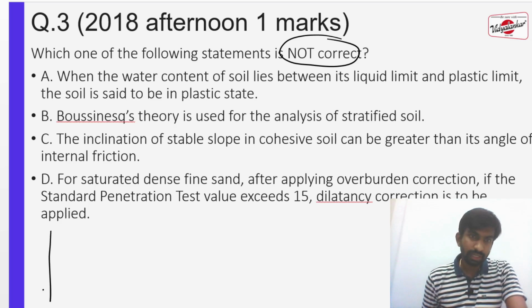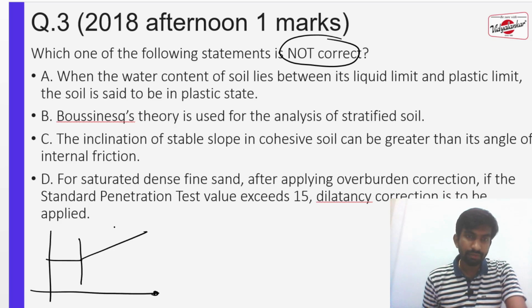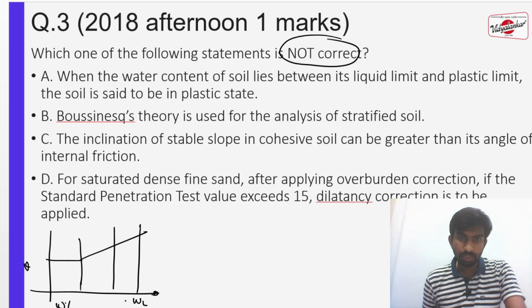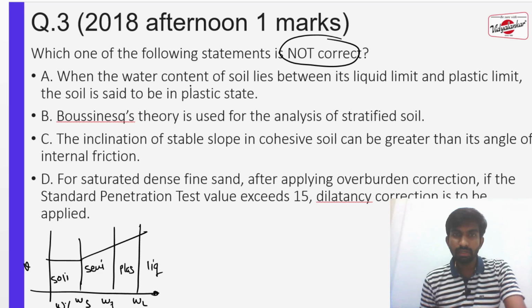So if you know that Atterberg chart, from that chart you can identify the plot between the water content versus the volume. So this will be your liquid limit, plastic limit and shrinkage limit. This will be your liquid state, plastic state, semi-solid state and solid state. So the statement is given here as: the water content of soil lies between liquid limit and plastic limit.